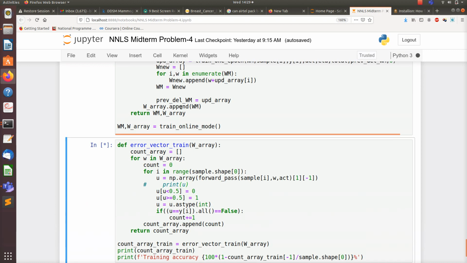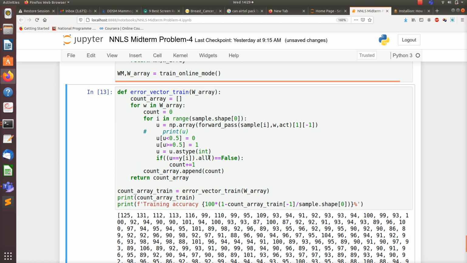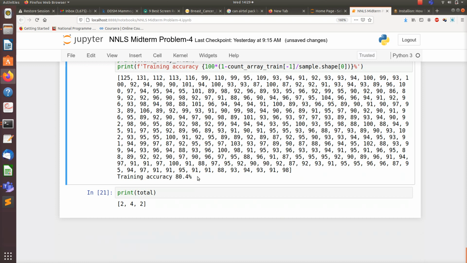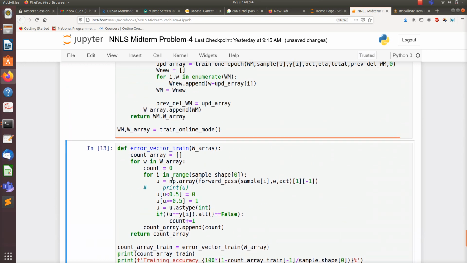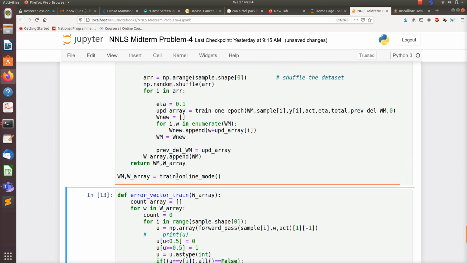As the training continues, the weights are updated, and using each weight vector we test on the data to obtain the number of misclassifications. So we see that the number of misclassifications is initially very high, and then the algorithm converges, and the final accuracy that we get is 80.4%, which is a bit less than the optimum Bayes classifier.